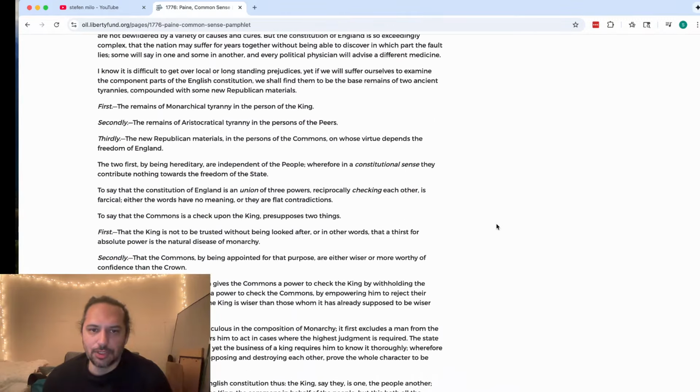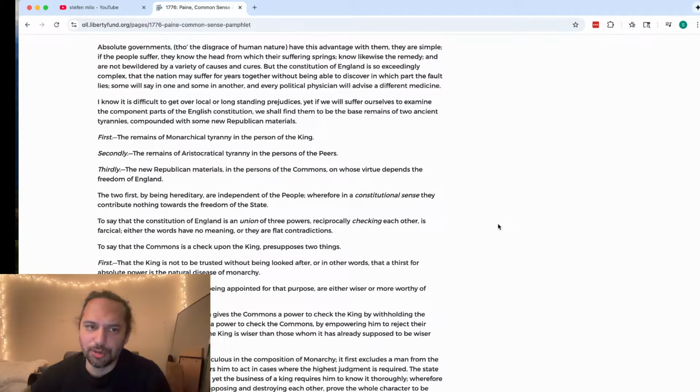Absolute governments, though the disgrace of human nature, have this advantage with them: they are simple. If the people suffer, they know the head from which their suffering springs, know likewise the remedy, and are not bewildered by a variety of causes and cures. Meaning, if in an absolute government things go bad, you know the king is responsible. That's it. But the Constitution of England is so exceedingly complex that the nation may suffer for years together without being able to discover in which part the fault lies.